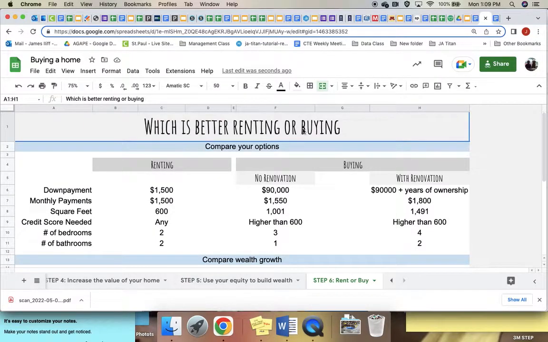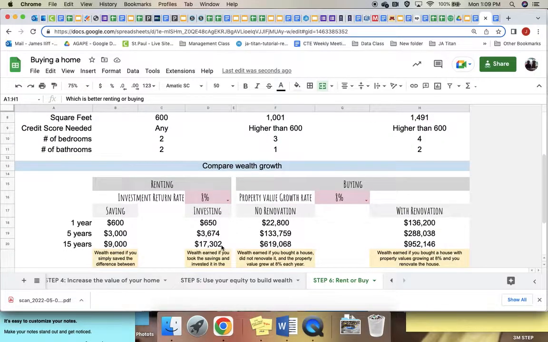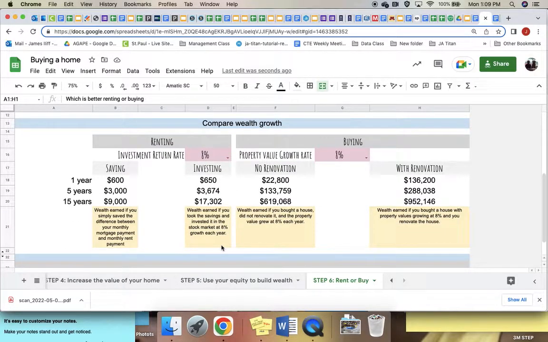Which is better, renting or buying? And I've set up 3 scenarios here. First of all, these are your options: renting, buying with no renovation, and buying with renovation. So it gives them some information to consider. Then we start looking at comparing the wealth.